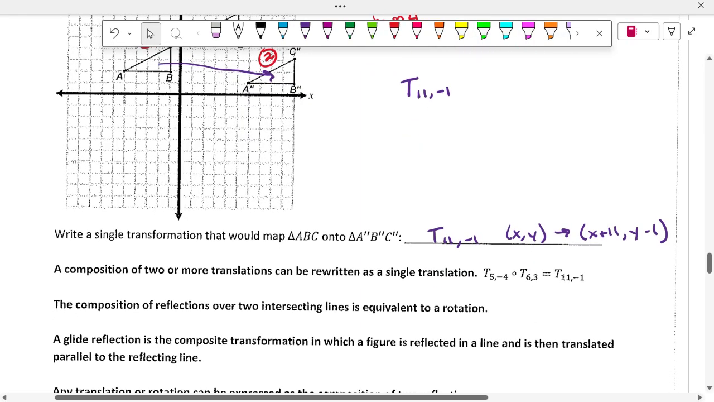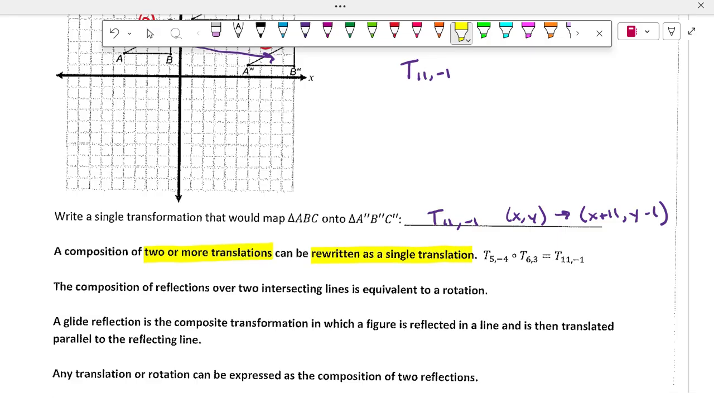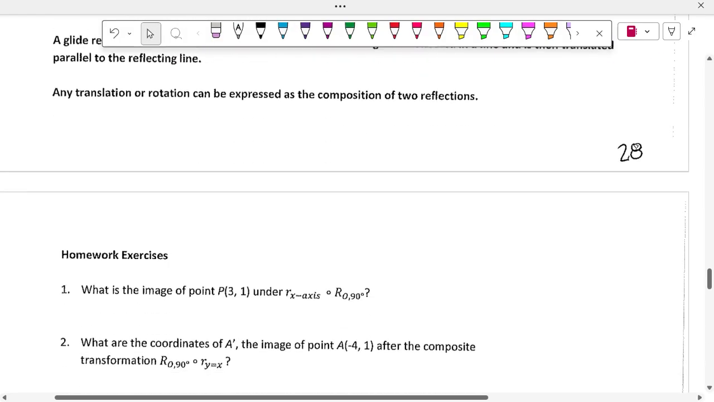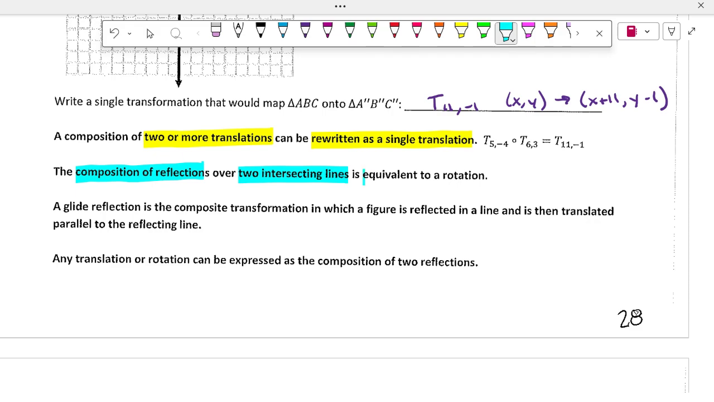So another special case: a composition of two or more translations can be rewritten as a single translation, which makes sense. If you have two translations and you do them, obviously you can do it as one translation. It doesn't even change the orientation. Now, here are some other ones that we're not necessarily going to test. A composition of reflections over two intersecting lines is equivalent to a rotation.